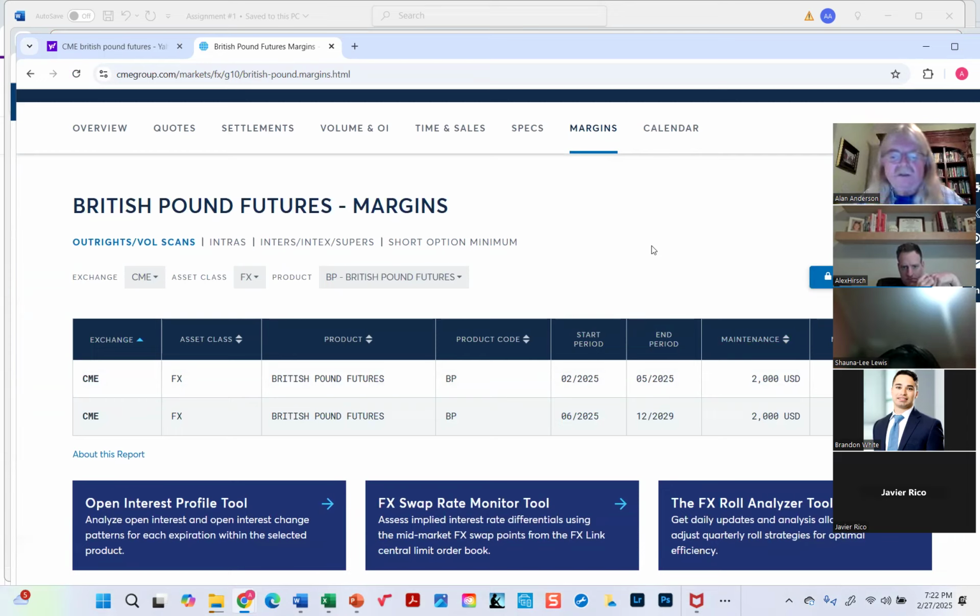So if they're selling at $1.30, let's say, the actual delivery price of those pounds is going to be 62,500 times 1.30, about $81,250. And yet the margin only is required $2,000. Okay. So it's not a huge amount of money.